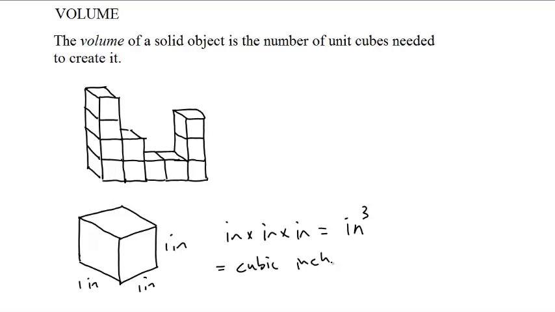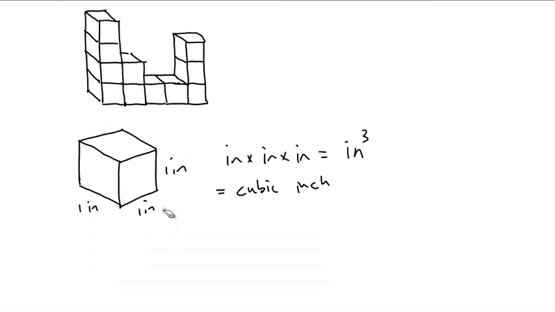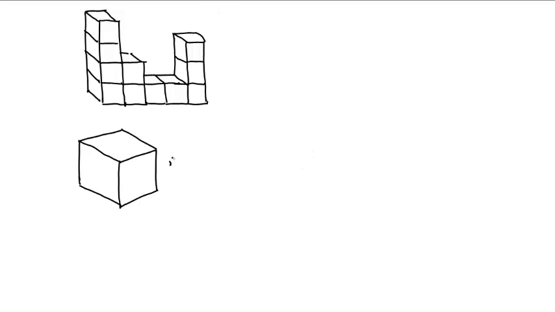And cubic inches are used to measure things. If it were a foot by a foot by a foot, it would be a cubic foot. This is a cubic foot, abbreviated foot cubed. If it's a meter by a meter by a meter, it's a cubic meter, and so forth.